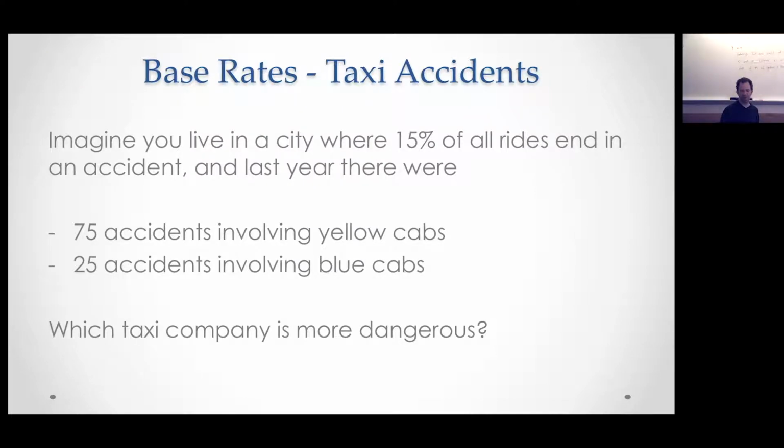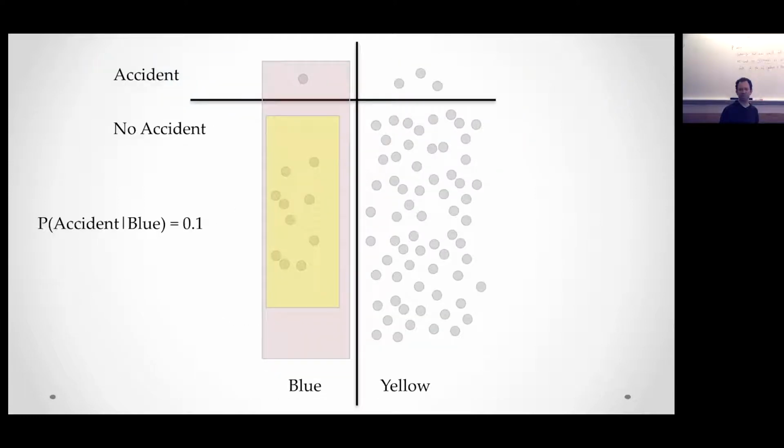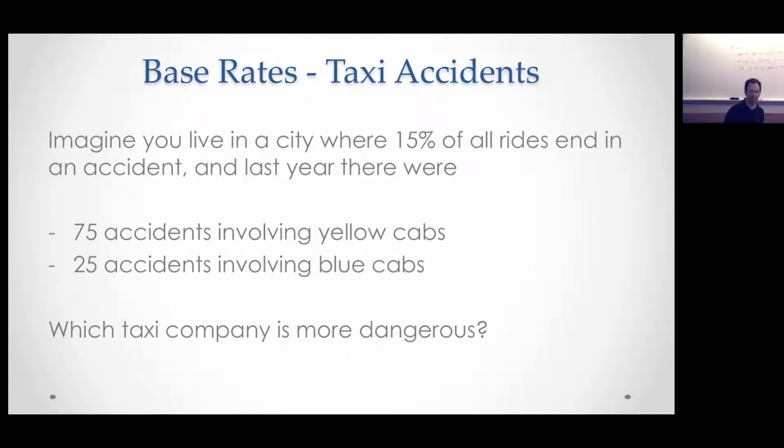The base rate, and this is the reason I show you this, is that there's a standard error called the base rate fallacy. That's where you look at this data. So when you look at this, it's pretty obvious that the yellow taxis are safer. When you get this data, you're like, wow, there are many more accidents involving yellow cabs.